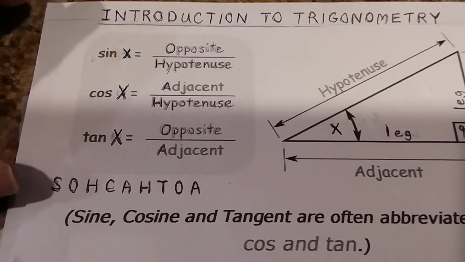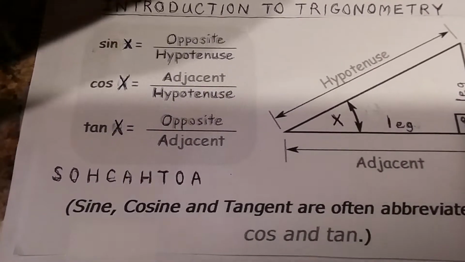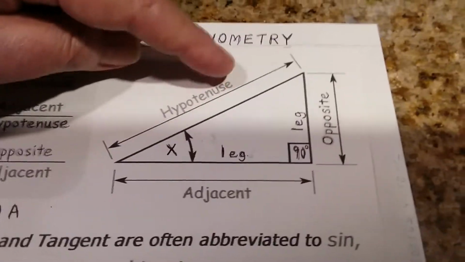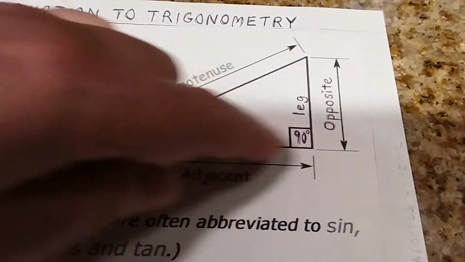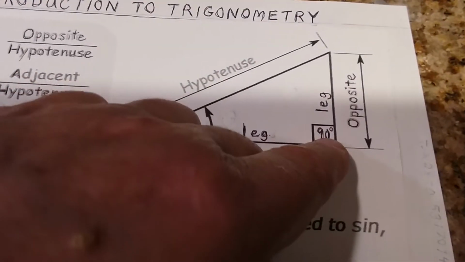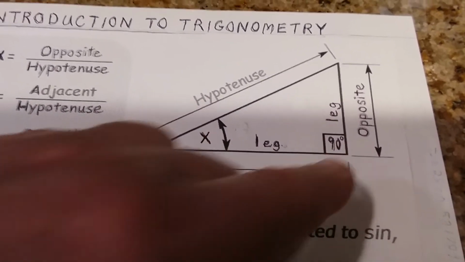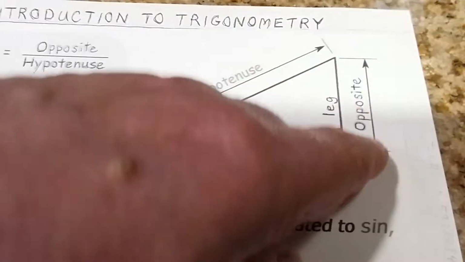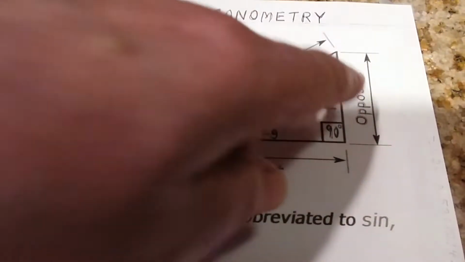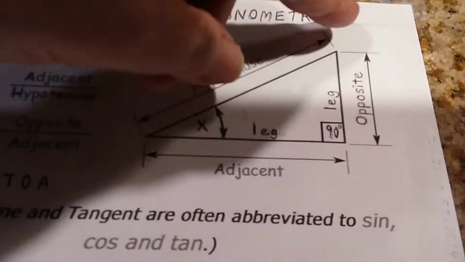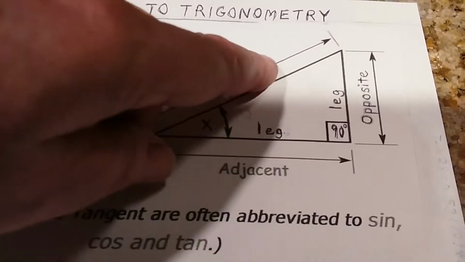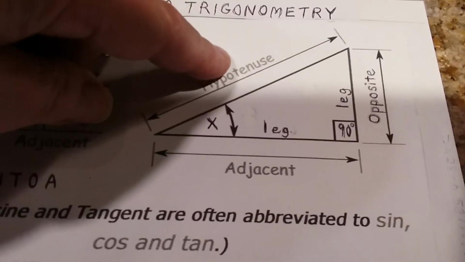Now, there's three rules you have to remember in relation to a right triangle, which is right here. Notice the triangle has a right angle. We're going to be doing trigonometry using just right angles. Okay, now the two sides that make up the right angle, those are called legs of the triangle. And the biggest side, which is opposite the 90 degrees, that's called the hypotenuse.